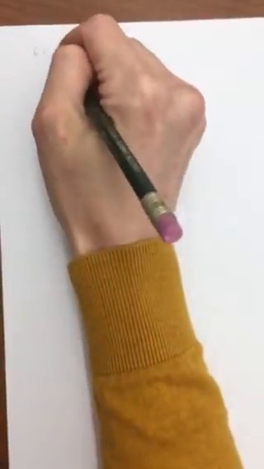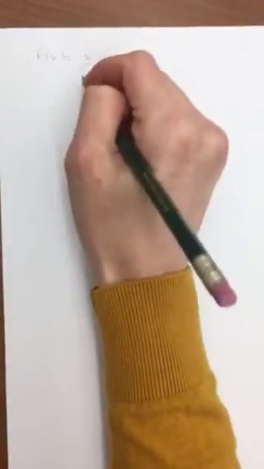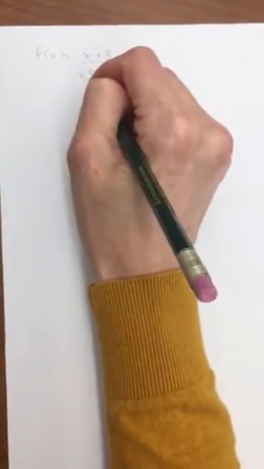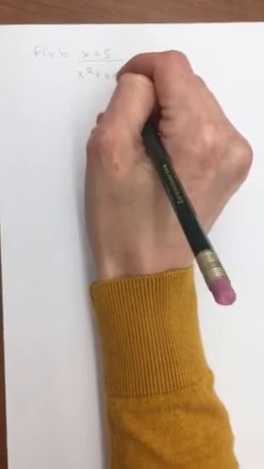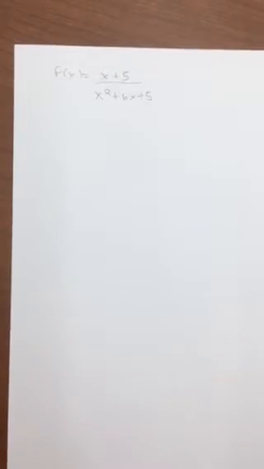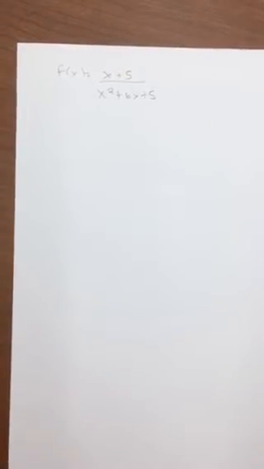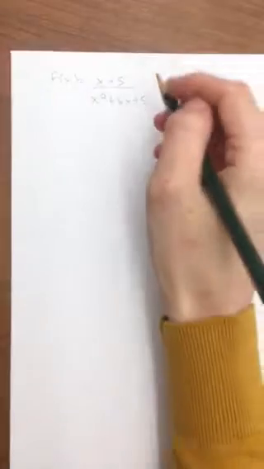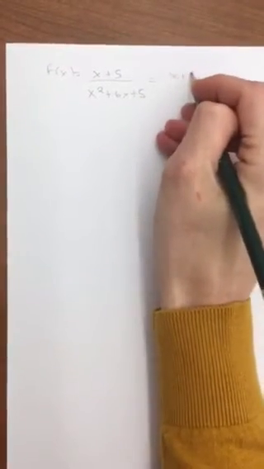f(x) is equal to, we'll do x plus 5 in the numerator over x squared plus 6x plus 5. So I think this will give us a good idea about how I'm going to graph this rational function. So your step one is really to simplify your function.